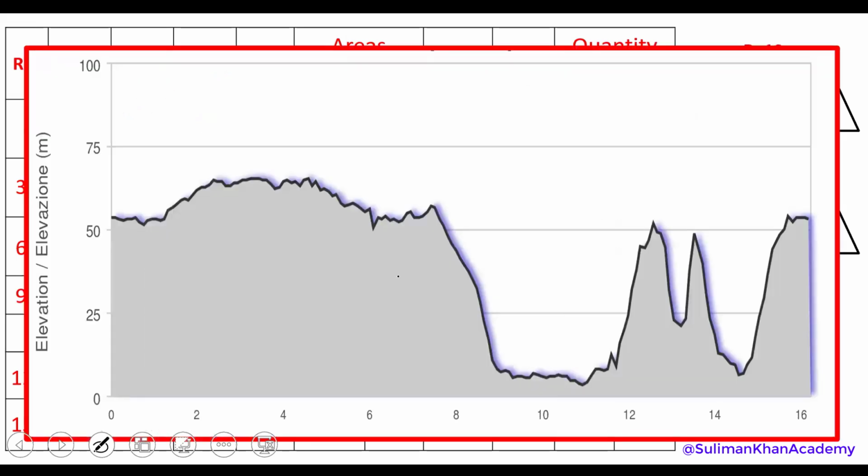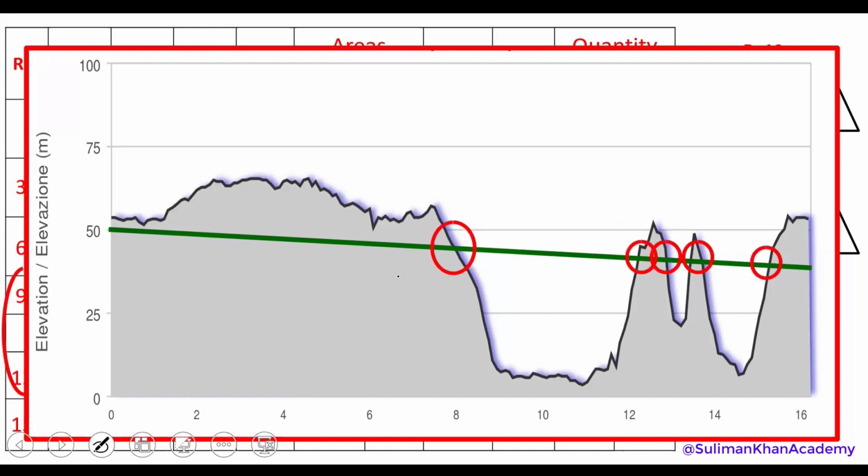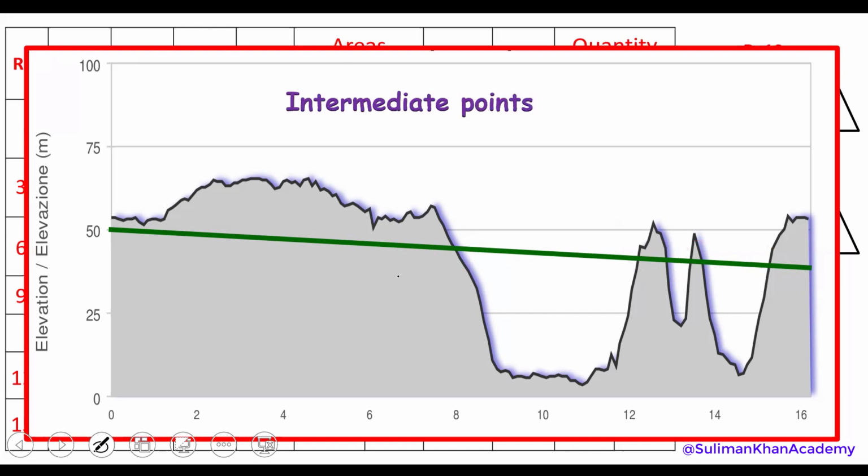So as you can see, let's represent that graphically so you can understand it better. Let's say this green line is the formation level, and you can see the NSL, okay? Now here, these circled points are known as the intermediate point, because there we have no cutting and no filling, okay? Here, this is just filling. You have to fill here, okay?